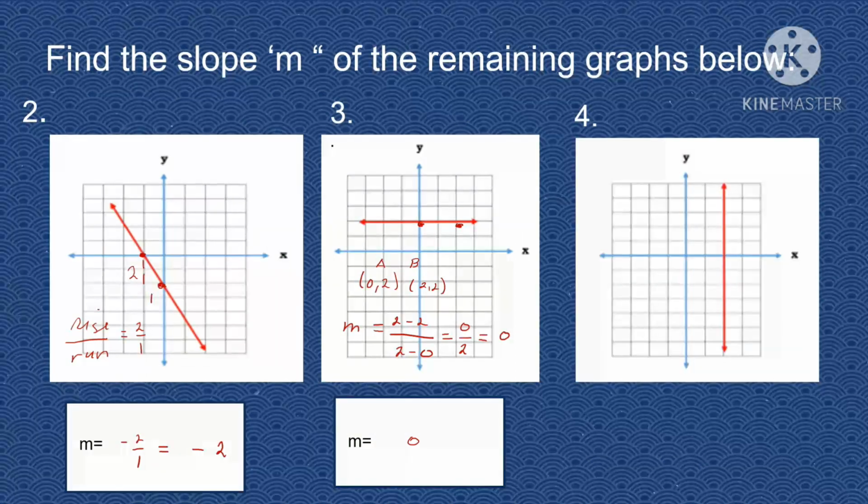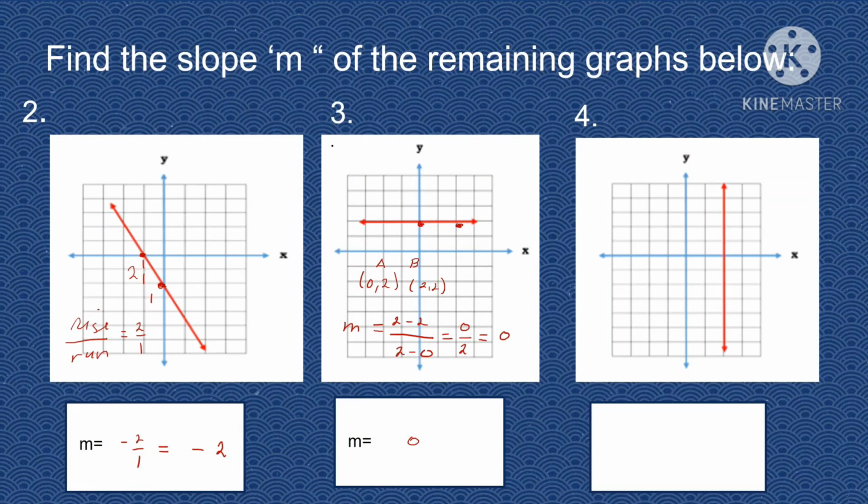For number 4, we have a vertical line. What did we say when the line is vertical? Our slope is said to be undefined, correct? Or we say no slope. Okay, let's have a proof. Let's take this point with coordinates 2, 0, and let's say this point with coordinates 2, 2.